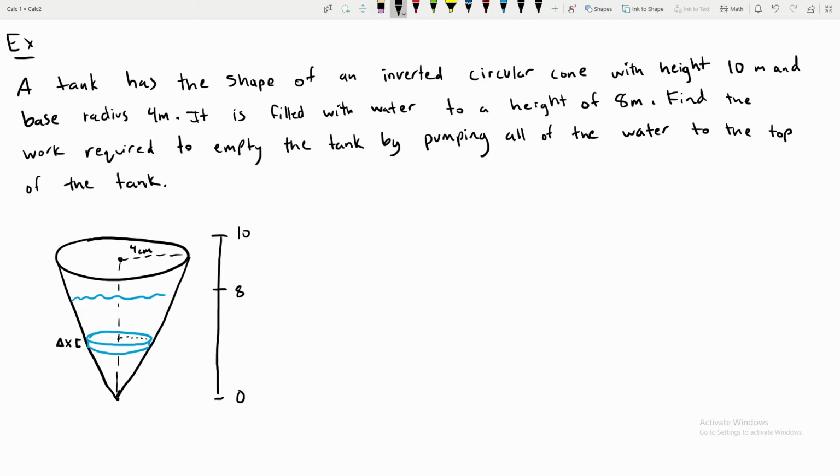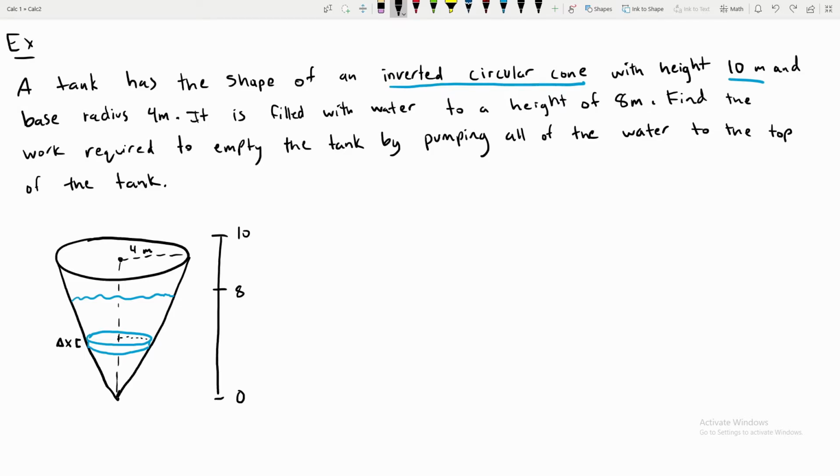The question tells us that we have an inverted circular cone, which is exactly the shape that I've drawn. It has a height of 10 meters, which I have labeled right here. And it has a base radius of 4 meters, which I have labeled right here as well. So again, it's a radius of 4, meaning the diameter is going to be 8. And then the question also tells us that we have water filled up to 8 meters. So I have marked the 8 meter point. Sorry if it's not to scale, but it's just to get a visual sense of what's going on.